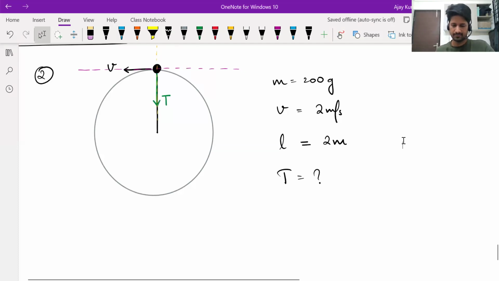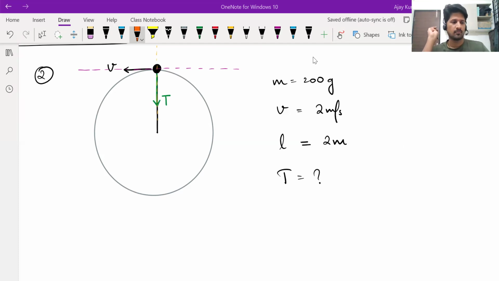Any answer? I got one answer as 1.6 Newton. We'll see. Actually, it is possible that you don't get an answer for tension also in this case. I just randomly gave these values. It's possible that tension is 0.